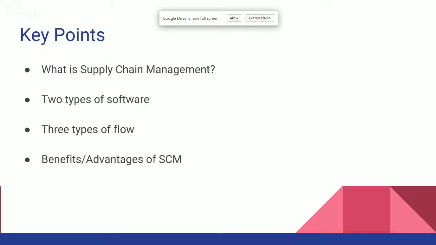Some of the key points that I'm going to be going over are what exactly is supply chain management, two types of software involved with supply chain management, three types of flow with supply chain management, and then also the benefits and advantages of SCM.